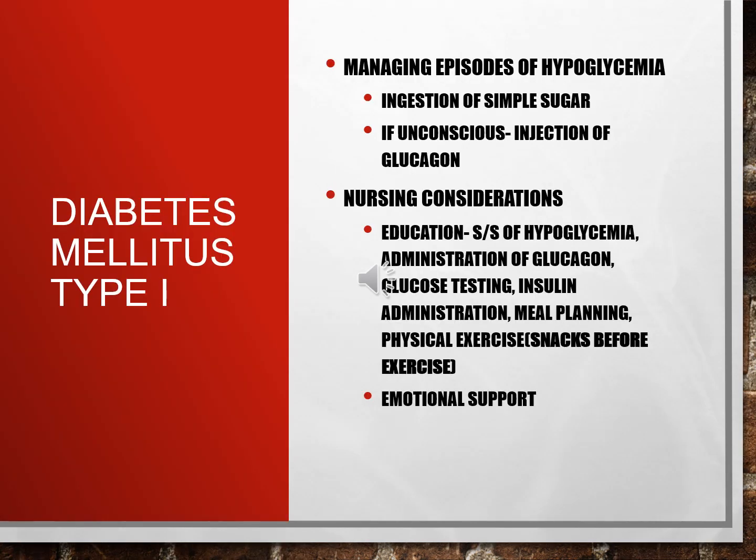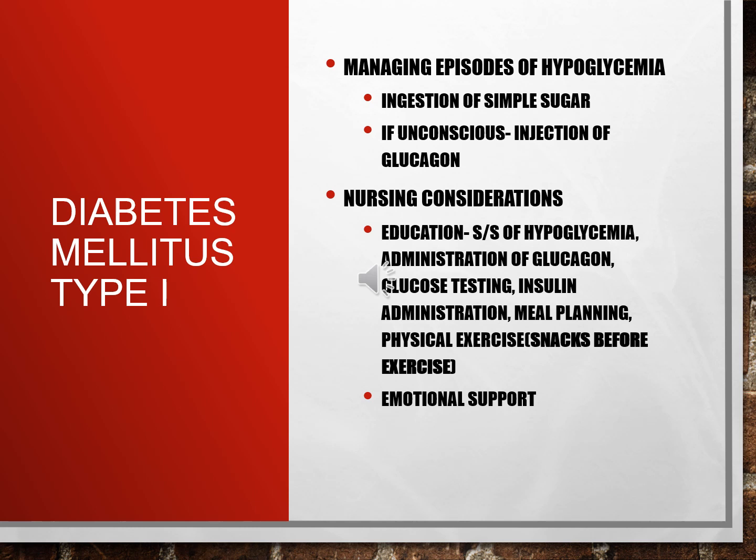We're going to talk about managing those episodes of hypoglycemia as well as nursing considerations. So you want to make sure that they are ingesting simple sugar. So things like hard candy and glucose tablets if their blood glucose is less than 60, indicating that hypoglycemia. If the child is unconscious, they're going to get an injection of glucagon. So you want to try to identify the cause to prevent these. Are they doing sports and they're not having snacks? Because anytime they increase their exercise, they're going to need some snacks to make up for that, right?